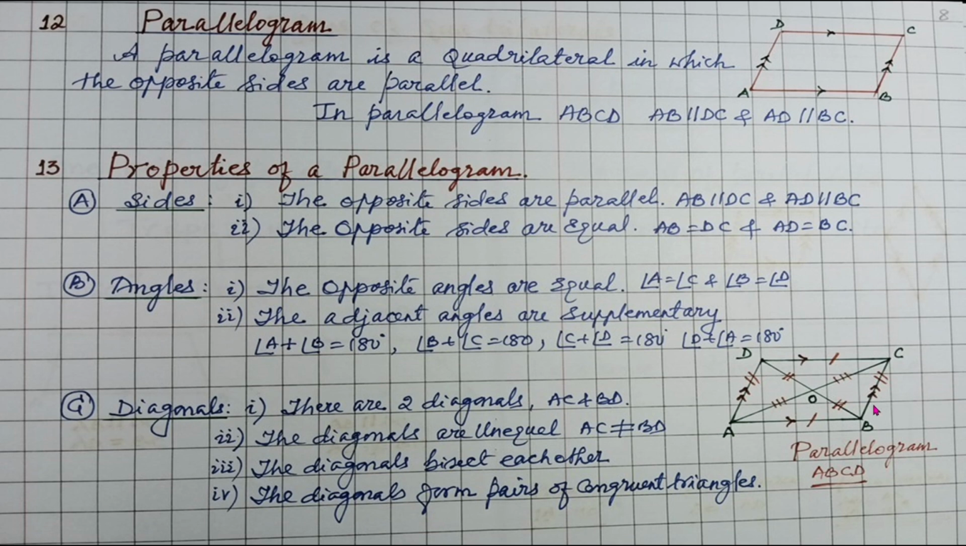In terms of diagonals, in a parallelogram, there are two diagonals, AC and BD. The diagonals are unequal. That means AC is not equal to BD. Please remember, in a parallelogram, the diagonals are unequal and the diagonals bisect each other. That means O is the midpoint of both the diagonals, or OA is equal to OC and OB is equal to OD, and the diagonals form pairs of congruent triangles. If you observe here, we have triangle AOB congruent to triangle COD and triangle AOD congruent to triangle COB, and so on. There are different pairs of congruent triangles formed by the two diagonals of a parallelogram.